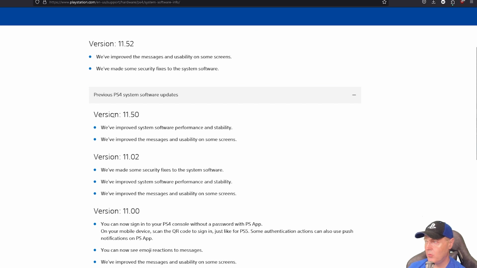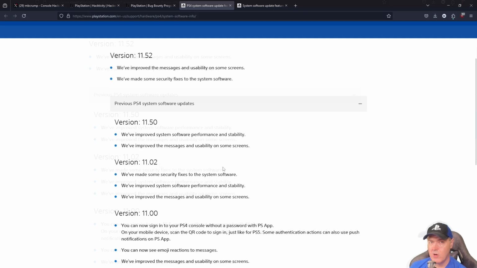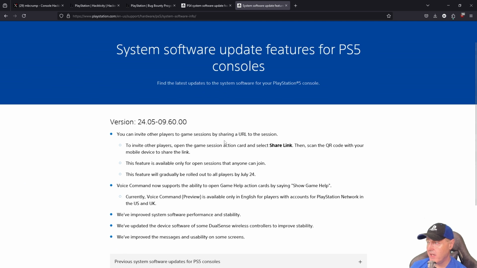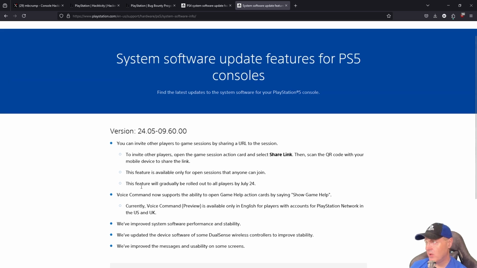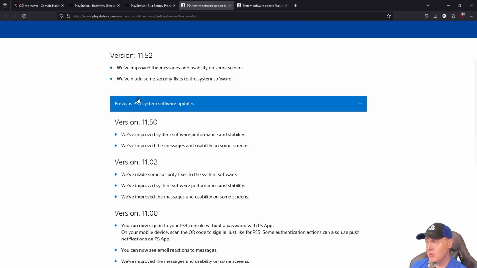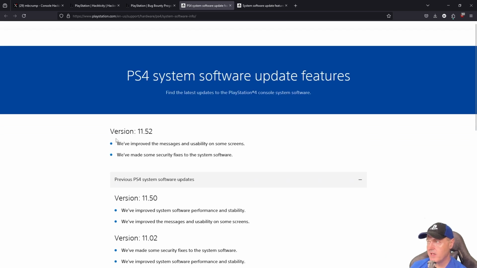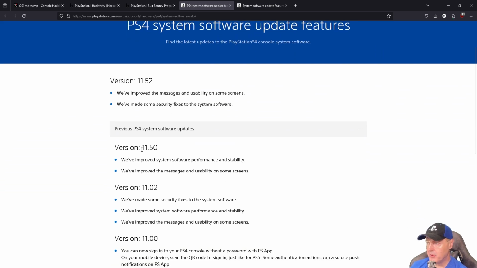But if you are on one of these versions, such as 11.50 or 11.02, then I believe that you do have a jailbreak that is going to be coming to you. Now, if we look at the PlayStation 5 and what it says for their latest release, we can see it is 9.60. Obviously, there isn't any mention of the security stuff in there, and obviously it was in the PlayStation 4 one. So I'm just going to continue to believe right now that if you want to take advantage of this, you really will be able to, as long as you are on 11.50 and under.